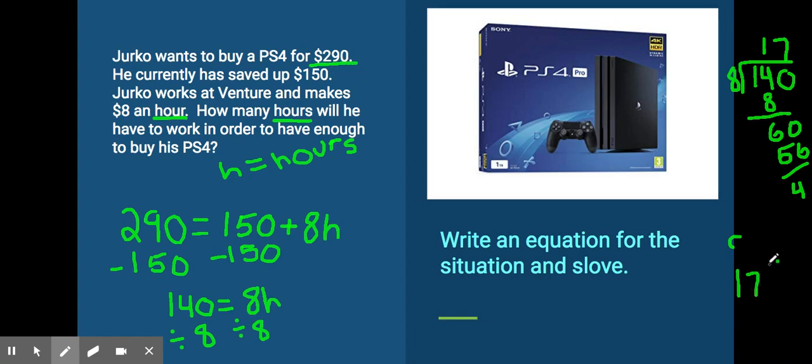and 4/8. Because if I'm making a fraction, I'm going to take my remainder and put it over my dividend. And I can simplify 4/8 into 1/2. So the answer ends up being that it would take him 17 1/2 hours.